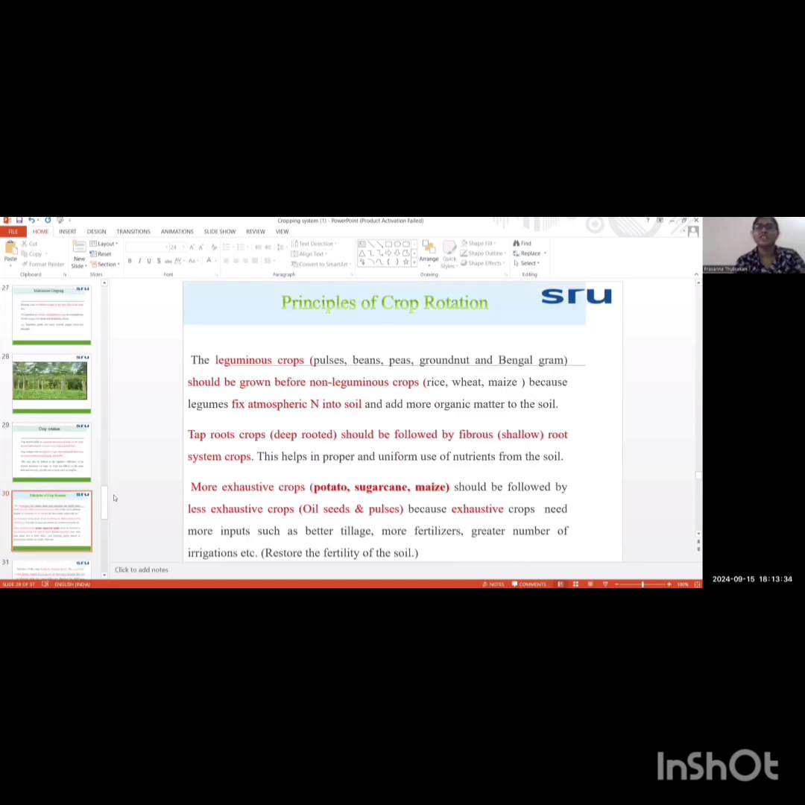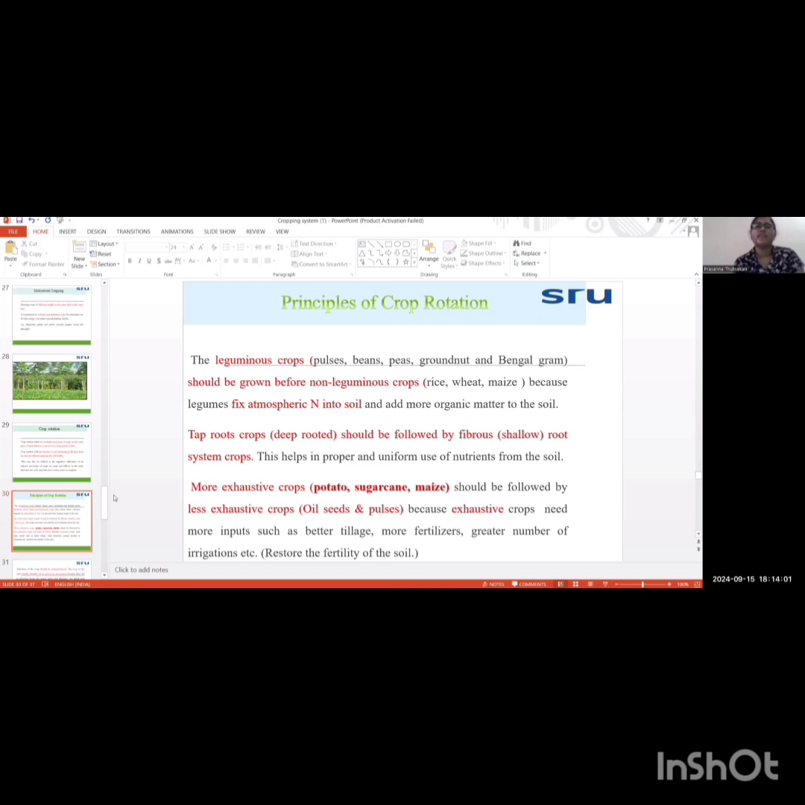Next is, what are the principles of crop rotation? The leguminous crops like pulses, beans, peas, groundnut, and Bengal gram should be grown before non-leguminous crops because legumes fix nitrogen into soil and add more organic matter to the soil. And tap root system should be followed by fibrous root system.